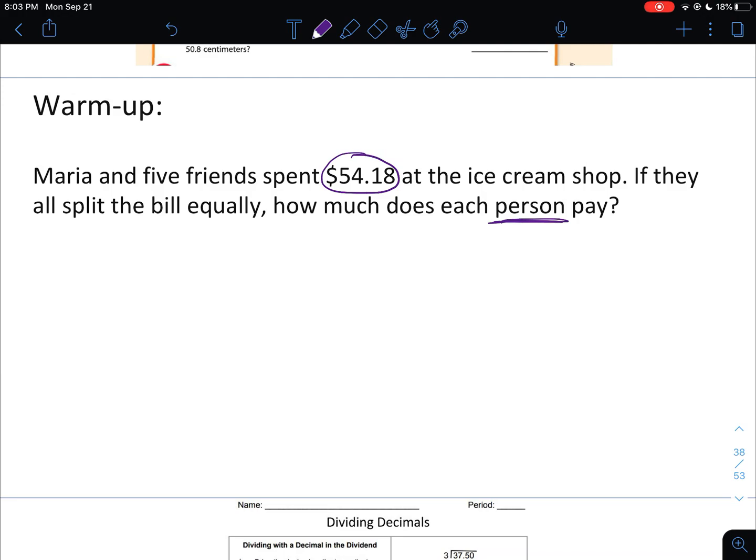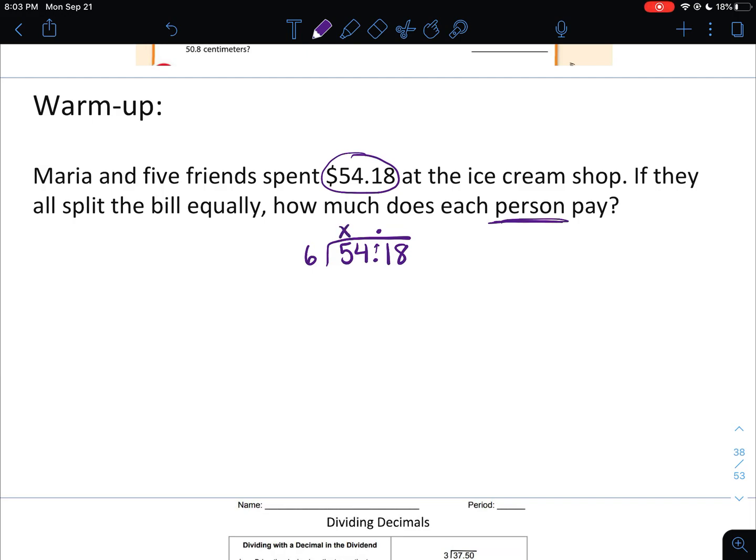Okay, hopefully you actually paused the video and figured it out. So you are taking $54.18 and you're splitting it up amongst Maria and 5 friends. So you actually want to add Maria in, and it would be 6 people that are splitting the bill. So hopefully that did not trick you. So first thing you always want to do when you're working with decimals is to pop your decimal up into the quotient, just like we did yesterday. After you do that, you just divide like normal.